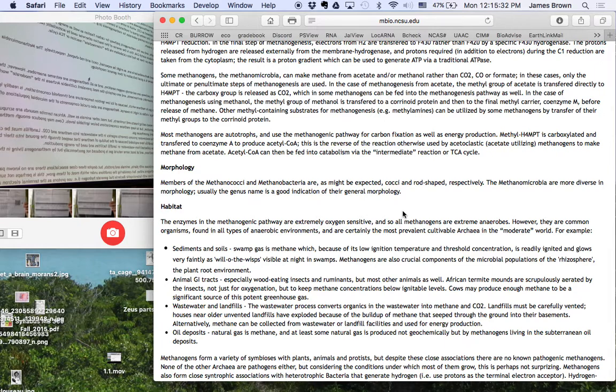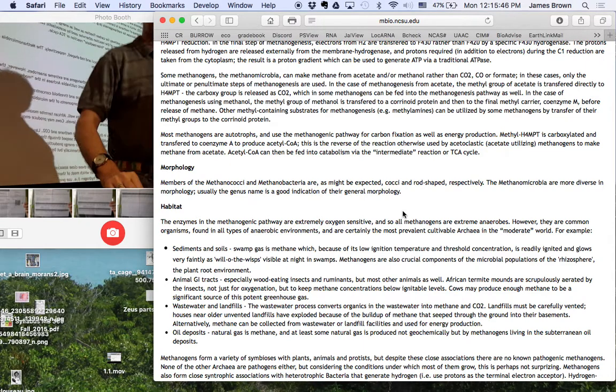And oil deposits. Natural gas, about half of natural gas is produced by methanogens in the crust. About half of it is generated geochemically. And so these are deep subsurface organisms as well.